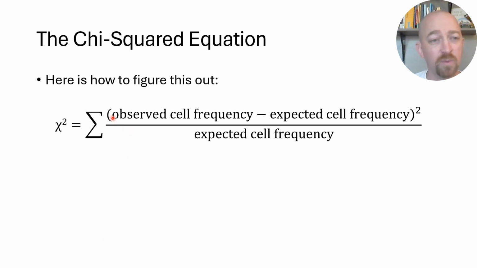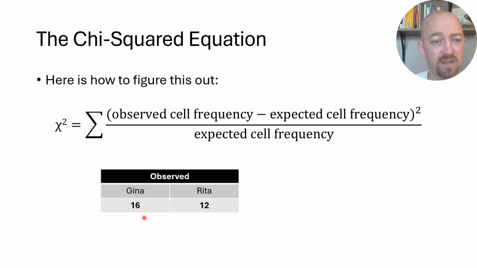Anyway, so what we do here is we've got the sigma, which indicates that we're going to add up whatever is next to it. So all of the values that we obtain next to it will be added up together. I'll show you what that means in a minute. The observed cell frequency here is of course the value that we actually observed in our data set, that we collected the information and saw ourselves, as opposed to the value that we simply theorized. So in this case, we're doing it for every cell, and we're going to do it for Gina, then we're going to do it for Rita.